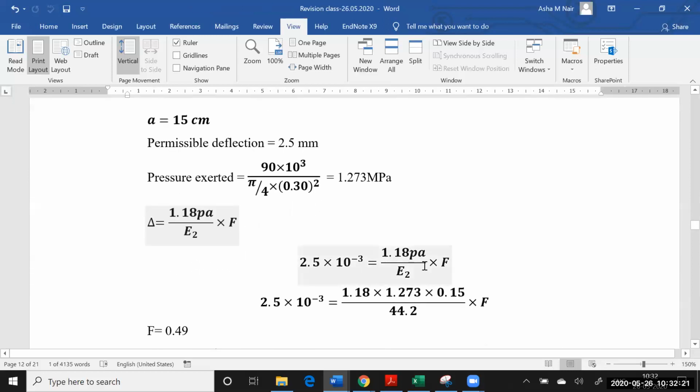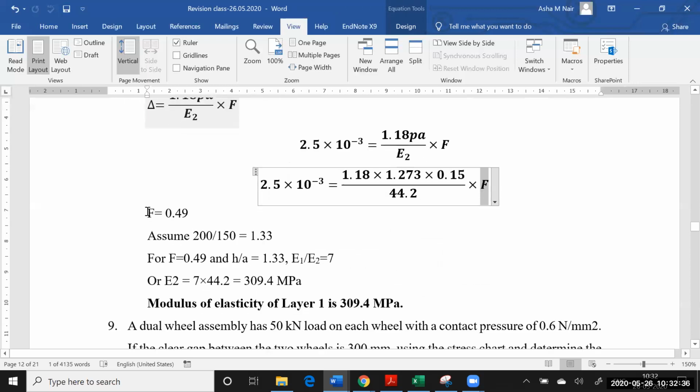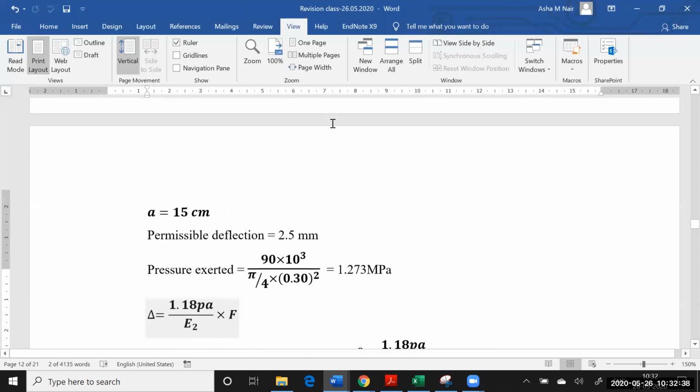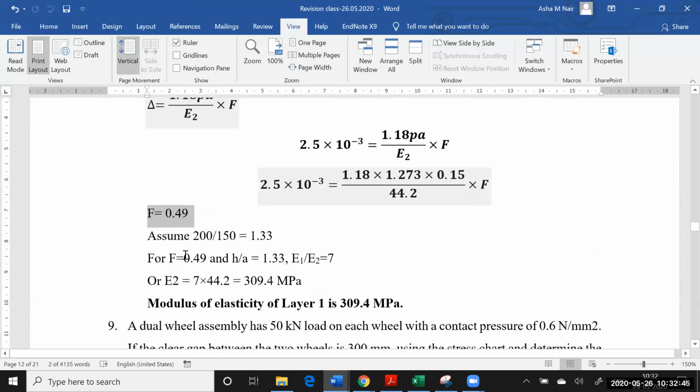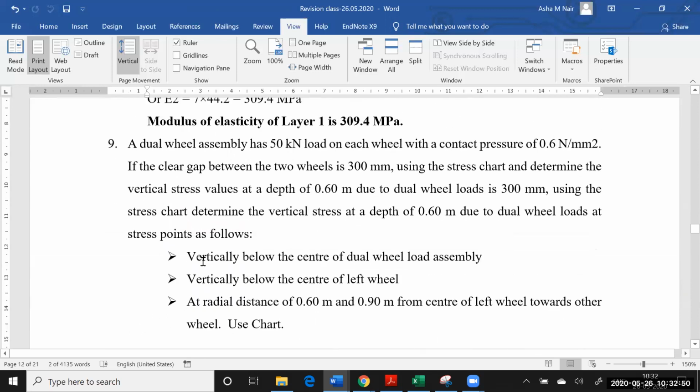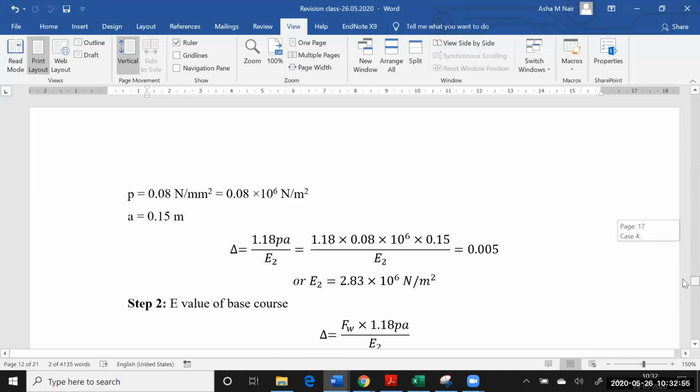So you can use this and find out the value for F, because the modulus of elasticity of the bottom layer is given. You get the value for F equal to 0.49. You are also given the thickness of the layer is 200 mm, so 200 divided by 150 gives H by A, which is 1.33. Now by using this graph, we have F equal to 0.49 and 1.33.